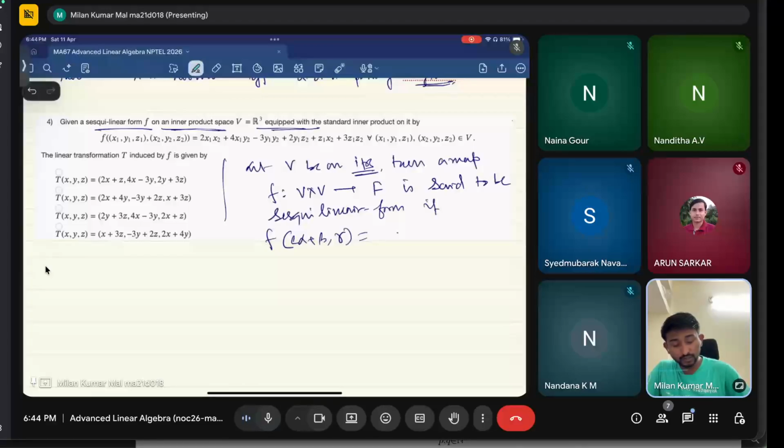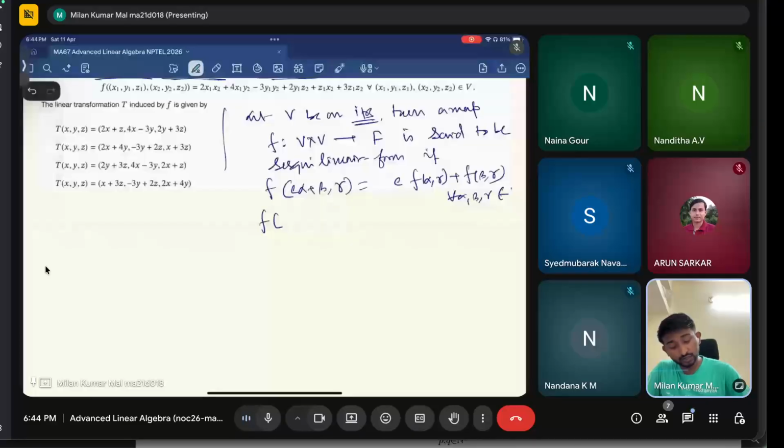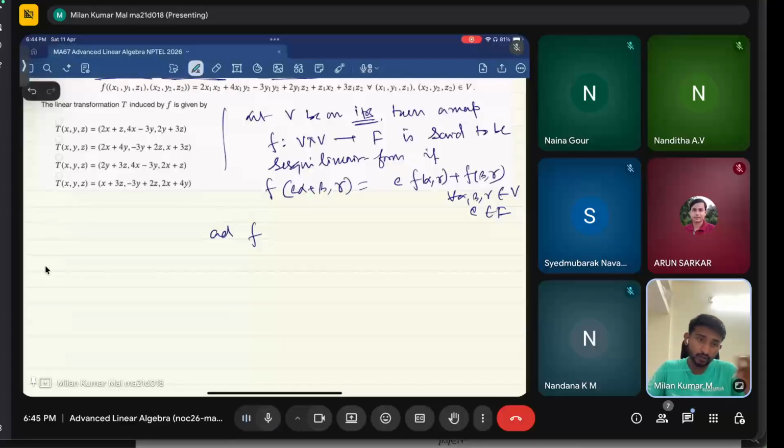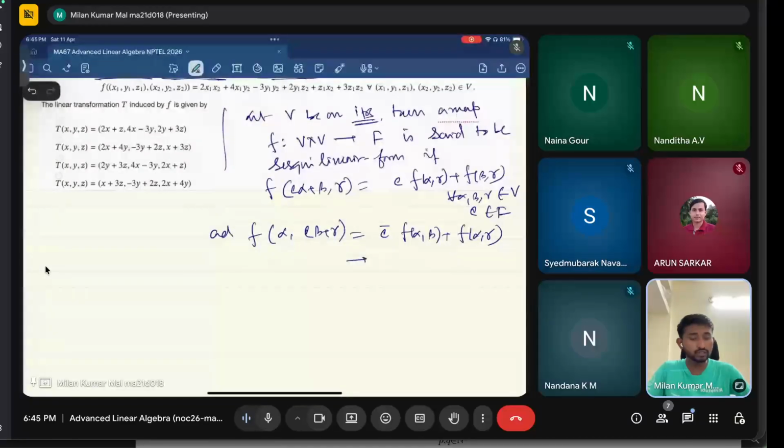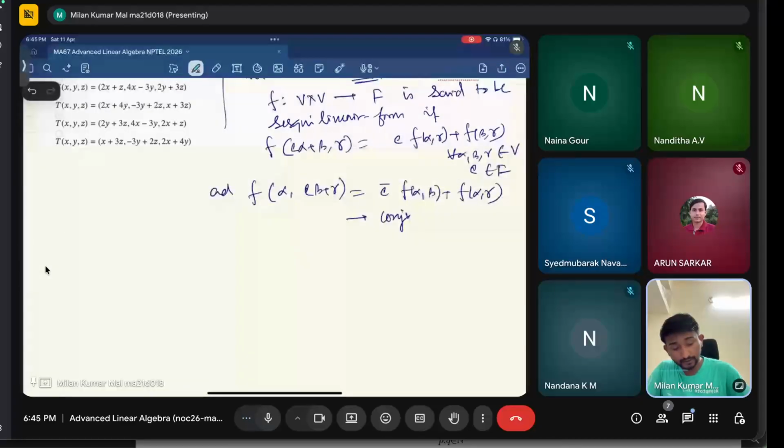Another condition is that f of alpha comma c beta plus gamma is equal to c bar f of alpha beta plus f of alpha gamma. Okay, this is called conjugate linearity. Linearity in the first variable and conjugate linearity in the second variable is called sesqui-linearity. Okay, so now the point is that this is what is called a sesqui-linear form.